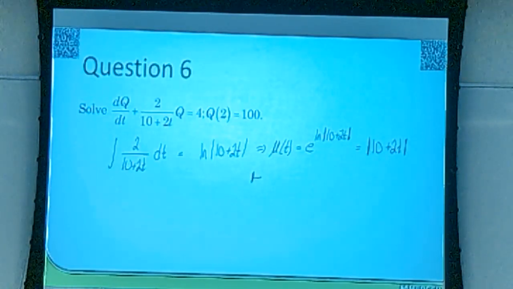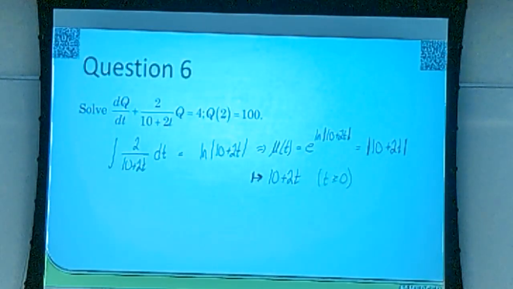So we're going to say that this is the integrating factor. And I'll write that is our assumption.